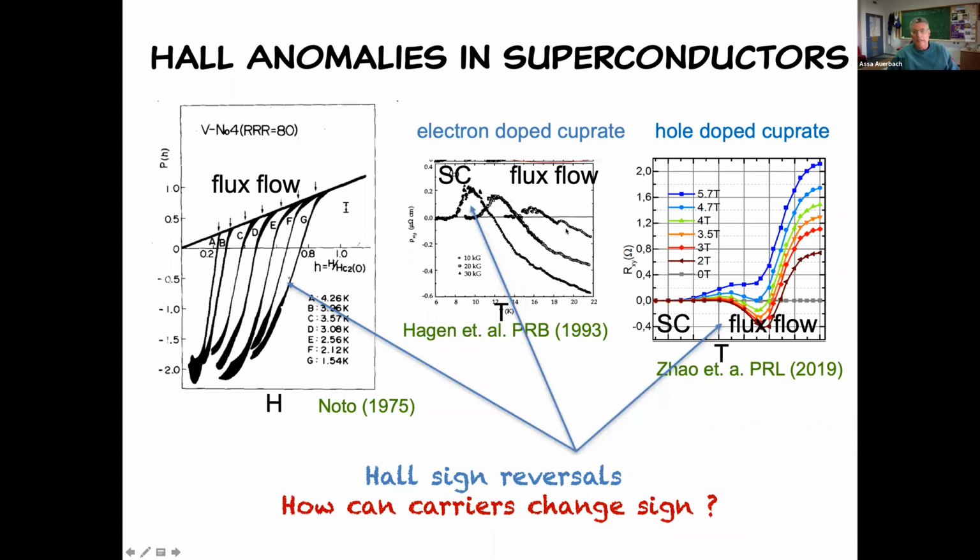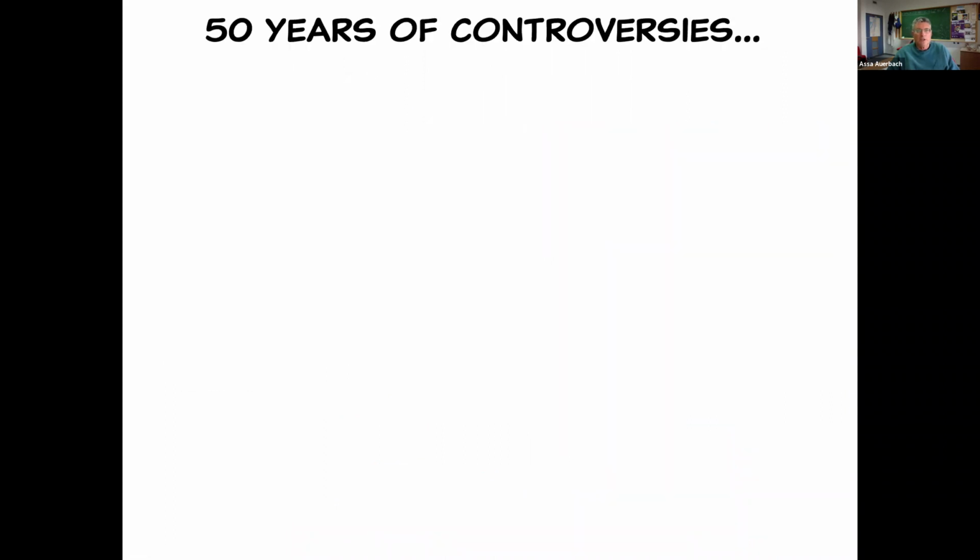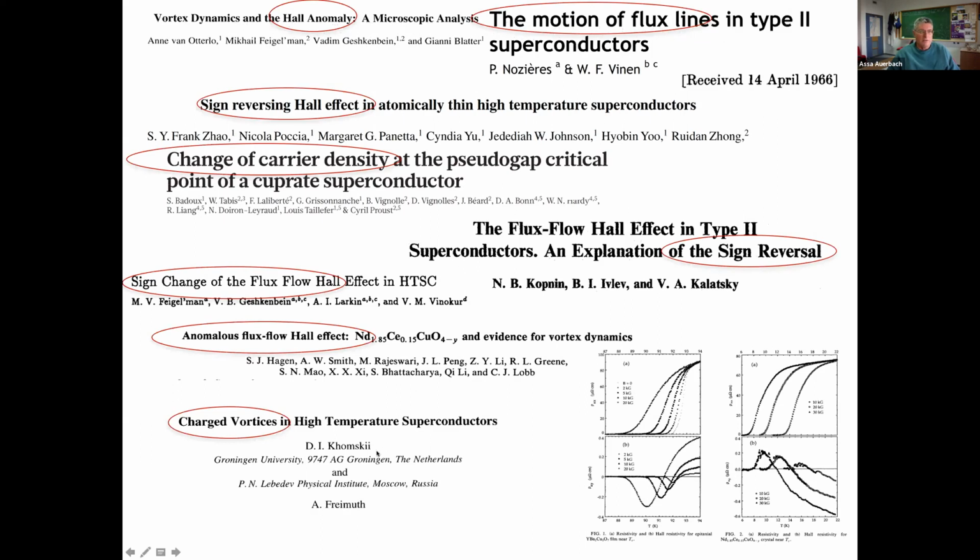And definitely these are Hall anomalies, because what can suddenly make carriers of a certain sign change their sign as a function of temperature? This has been a very old and important problem in the literature for a long time. I would estimate even more than 50 years of controversies about what is causing the Hall effect to change sign in these superconductors. And this is just a random assortment of papers by very distinguished groups. Most famous here is Nozières and Vinen, which is the oldest, and then there are a lot of groups from ETH, from Russia, from different parts of the world, and they all are discussing the cause of the Hall coefficient suddenly changing sign unexpectedly in this regime close to superconductivity.